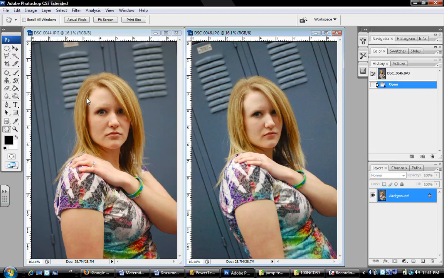This first picture, the one on the left, was taken at ISO 100, whereas the one on the right was taken at ISO 1600. So both ends of the spectrum, very low ISO and very high ISO for our camera.